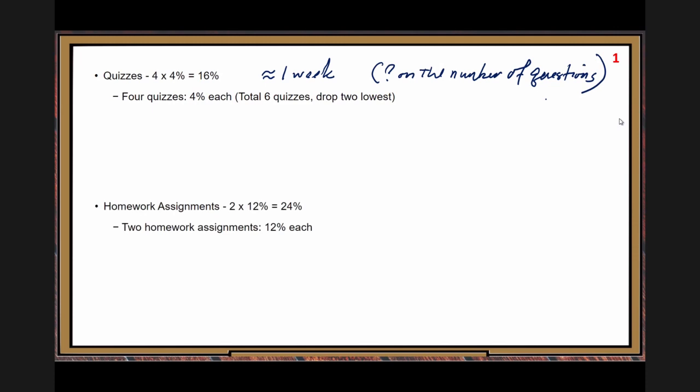Homework assignments. Only two assignments. Each one 12%. 2 times 12, 24%. So adding together with the quizzes, you can see 40%. But we have a project and tests, the remaining 60%. 2 assignments, not too many. 1 for the midterm test practice, to prepare yourselves for the midterm. Another for the final.